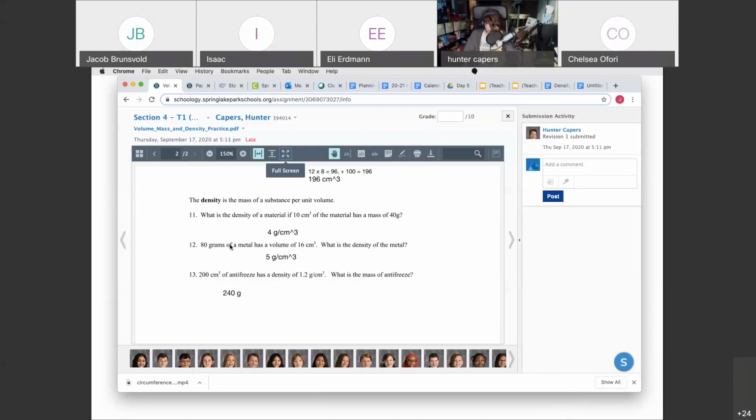We have a mass and a volume. We're dividing those masses and volumes. So 80 divided by 16 is going to give us 5. And then look, we're keeping the units the same. So grams are grams, centimeters cubed are centimeters cubed.